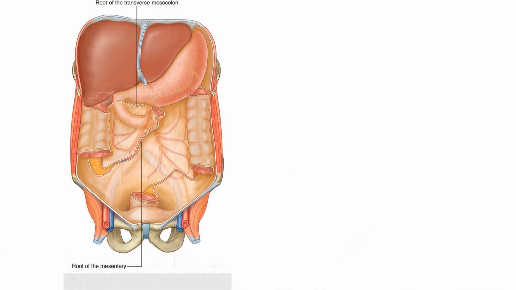Now here you can see the ascending colon, the descending colon, and here you can identify the sigmoid mesocolon. There is an inverted V-shaped peritoneal fold.